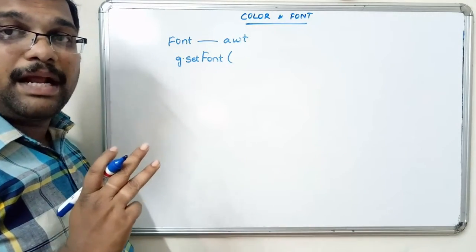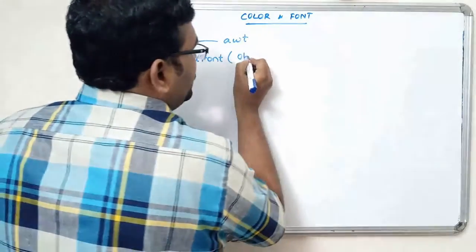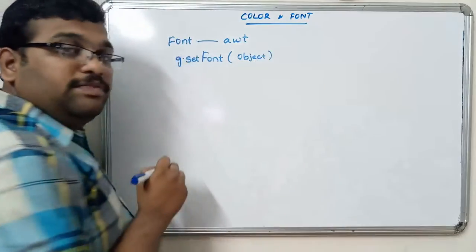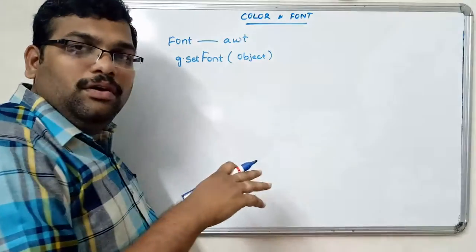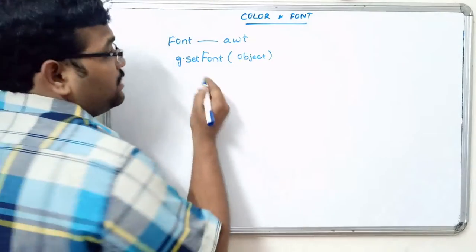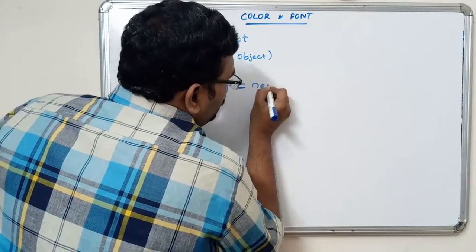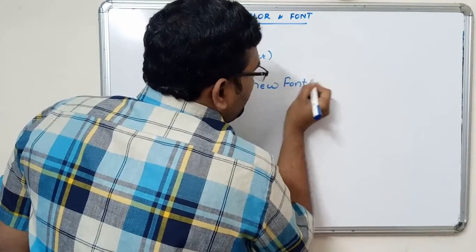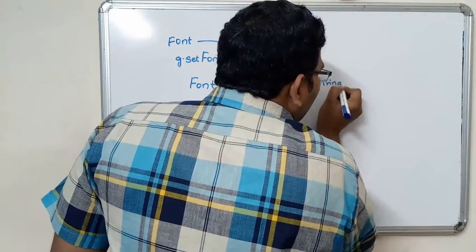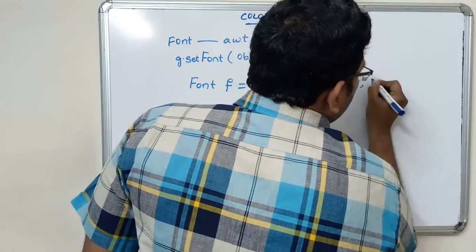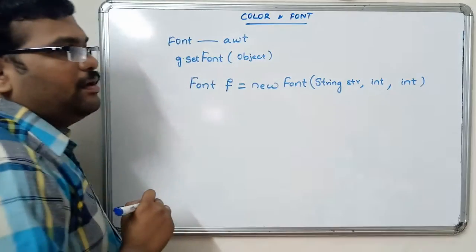3 parameters, right? Directly we can pass an object here. So let us see how to create an object here. For creating an object, we have to use a constructor. So Font f = new Font. Here it will take 3 parameters. The first one is string type, another one is integer type, and the third one is integer type, right?